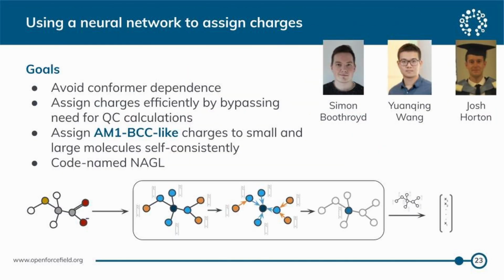Again, just to recap the goals of this project. So the canonical charge model that we use with our small molecule force fields is AM1BCC. And that is a charge model based on quantum chemistry methods. So much like many other quantum chemistry methods, it has 2 main disadvantages. The charges that you get out from the method are heavily dependent on the conformer geometry that you put in. And also, it just doesn't really scale well to larger molecules. So the aim of this project was to have a charge method that would assign AM1BCC-like charges to small and large molecules efficiently and without conformer dependence. And this project is codenamed NAGL.